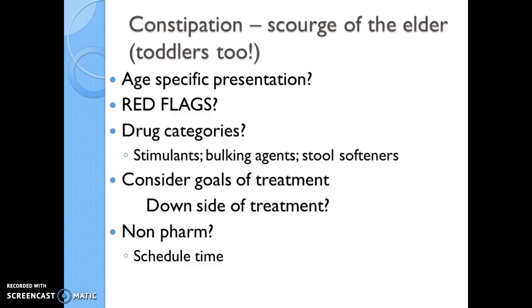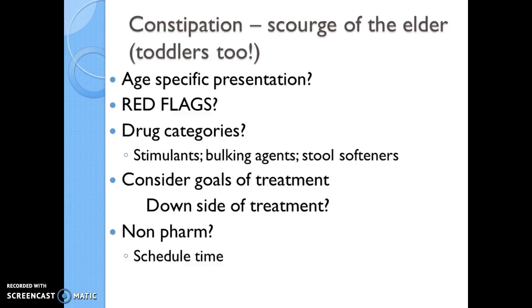Non-pharm, of course, is very important in treatment of constipation, and those would be strategies such as increasing the activity, increasing fluids, increasing fiber, and in all age groups, really scheduling time for bowel movement. And we, of course, see in our elder population in nursing homes that nurses and nursing assistants know all about this, making sure that the person actually gets to a toilet and is encouraged to have a bowel movement at a regular time each day. Toddlers, this is very effective as well.